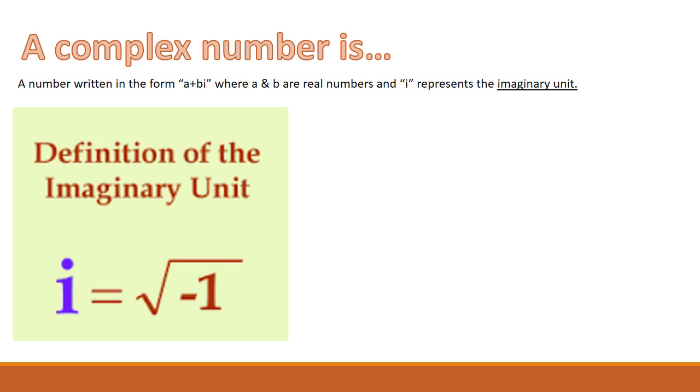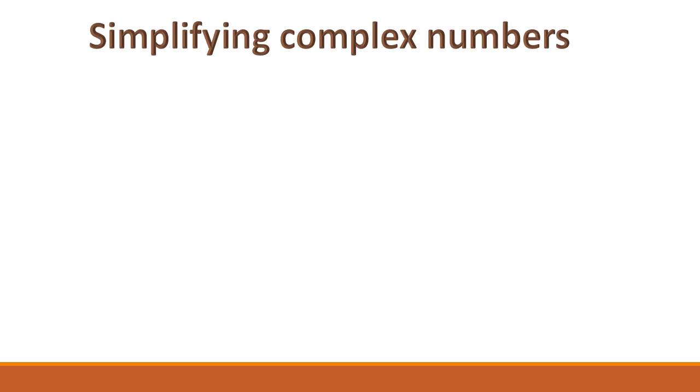The definition of the imaginary unit is the letter i, and i is equal to the square root of -1. So every time you see i, think of it as square root of -1, and i squared then would equal -1. Now let's go ahead and simplify some complex numbers.